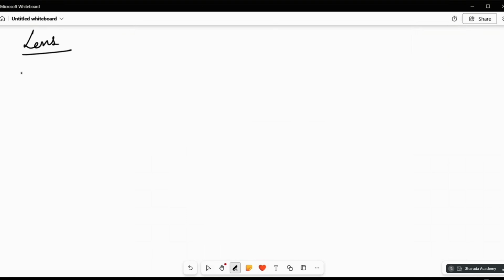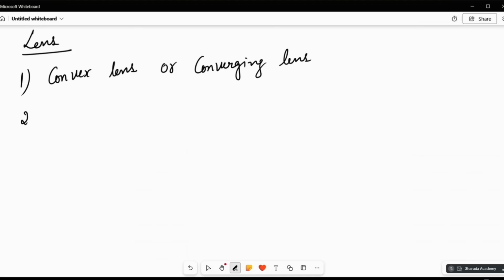So there are spherical lenses. We are trying to study about the spherical lenses. There are two types of spherical lenses. One is the convex lens, or converging lens. Write this down. The second one is the concave lens, or diverging lens.